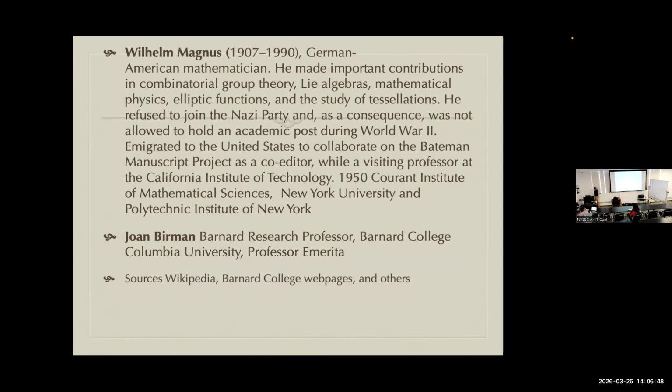Who is Magnus? German-American mathematician, American because World War II. So he's a really important person at the beginning of algebra. He refused to join the Nazi party, and so he got kicked out. He came to NYU, the Courant Institute, and sort of stayed there for most of his career. And I want to mention that he has a very famous student who is at Barnard, Joan Berman, who worked on related problems, and is still somewhat active as an emeritus in her 90s.